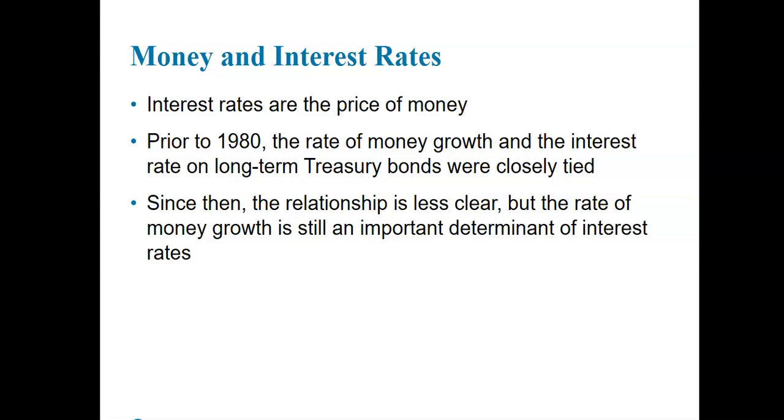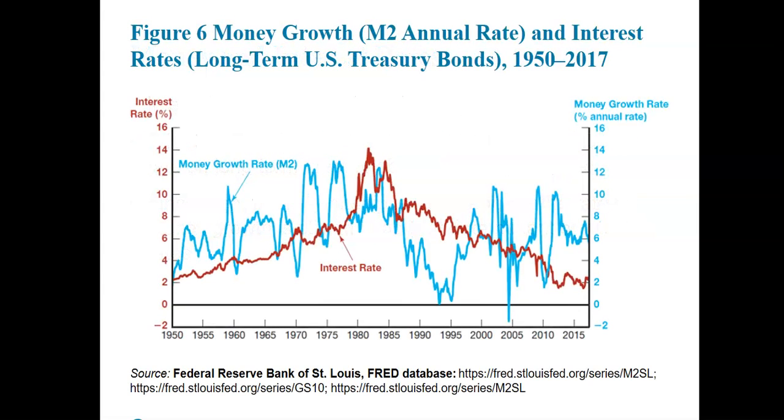One of the things we do know is that the trend for interest rates is a downward trend. Interest rates have been getting lower and lower over the most recent years. This figure shows the interest rates versus the amount of money growth in the United States. We have a peak in the 80s, and then interest rates decline. We know in the last couple of years that interest rates have been historically low.